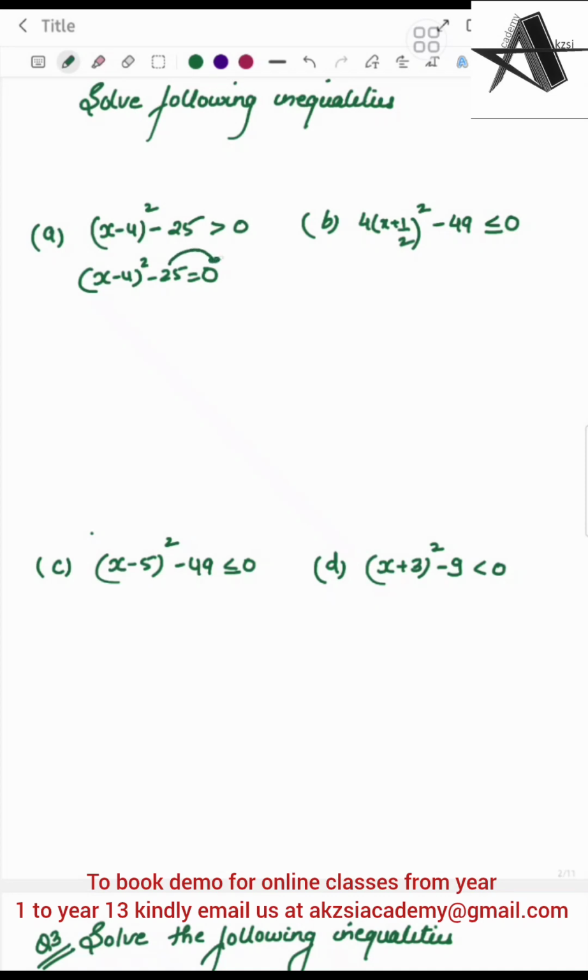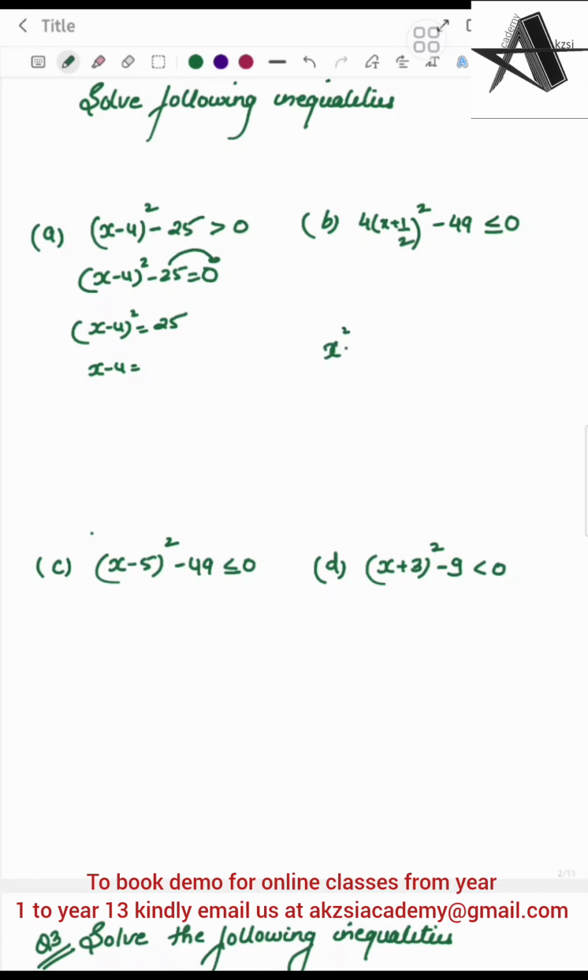Just bring 25 here. So x minus 4 whole squared is equal to 25. Now take the root on both sides. So x minus 4 is equal to root of 25. Don't make this mistake: root of 25 is not just 5. Root of 25 can be either 5 or negative 5. We always get two answers. Quadratics give us two answers.